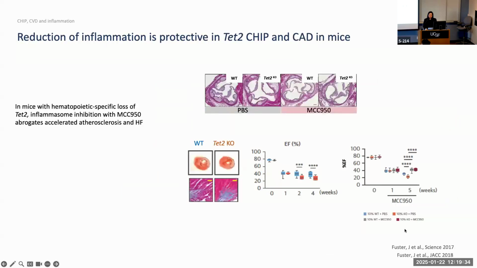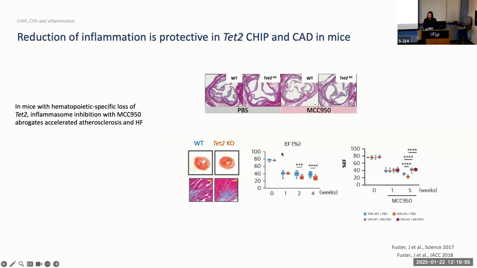So can we also see that in mice? Is reduction of inflammation protective in TET2 CHIP mice? And the answer is yes, it is. So when we look at hematopoietic specific loss of TET2 in our mouse model, if we inhibit that with an inflammasome inhibitor called MCC950, we see a reduction in atherosclerotic burden.